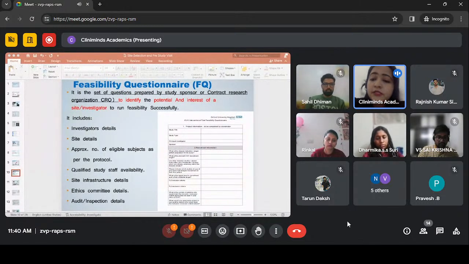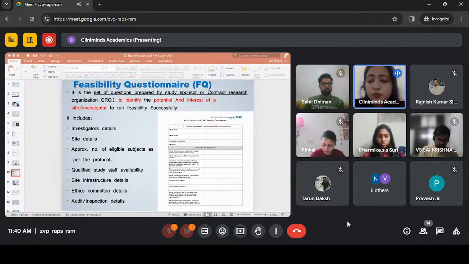Then coming to ethics committee details. So whether the ethics committee is in place to review the study, the complete composition of the ethics committee, the registration number of the ethics committee, how often the ethics committee is conducting their meetings. Those relevant questions will be there in the feasibility questionnaire. Then if the site underwent any audits or inspections, what was the outcome of the audit or inspection, those reports and details will also be collected in the feasibility questionnaire. So these are the different sections that you will find in the feasibility questionnaire, and the relevant questions related to this will be present in it.